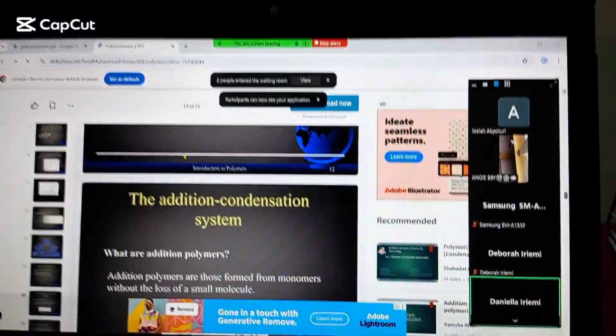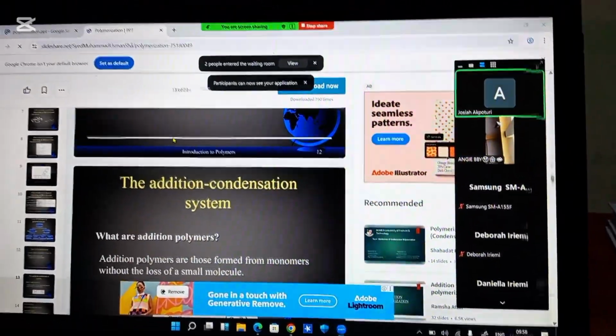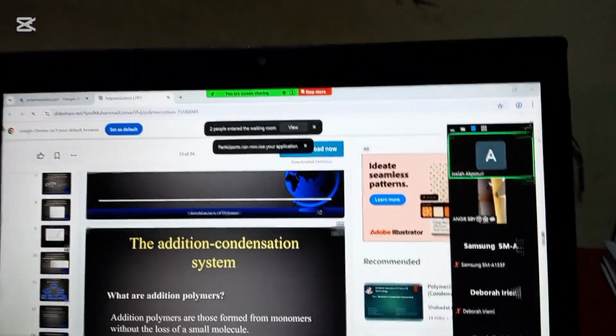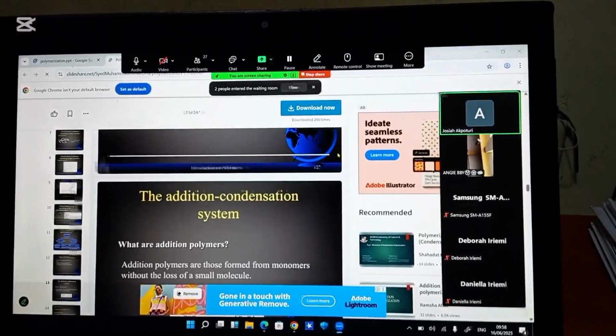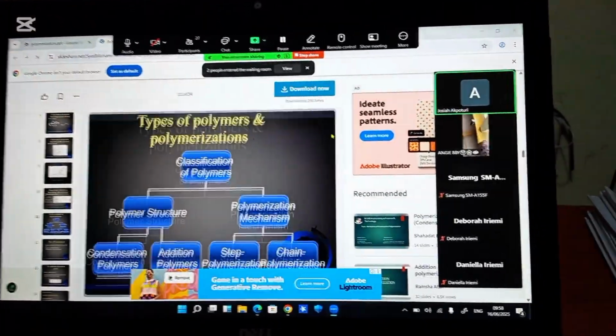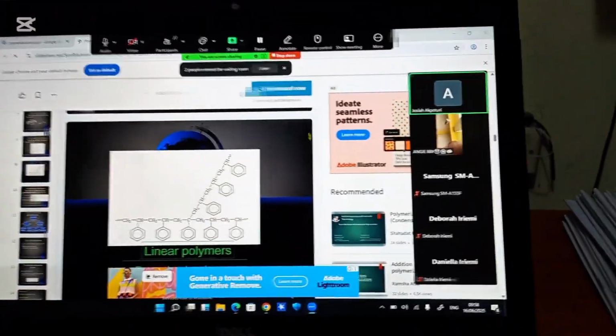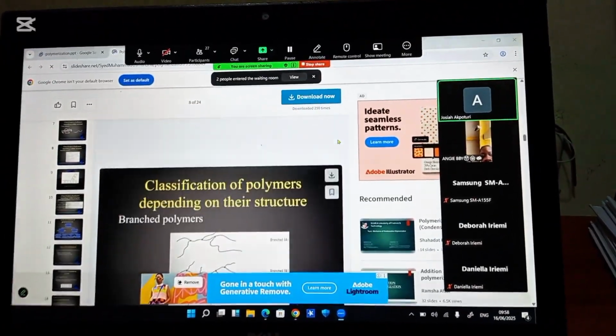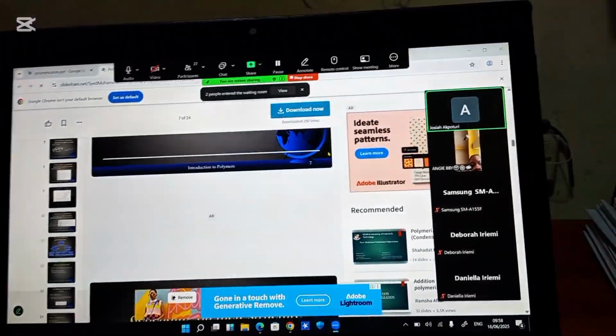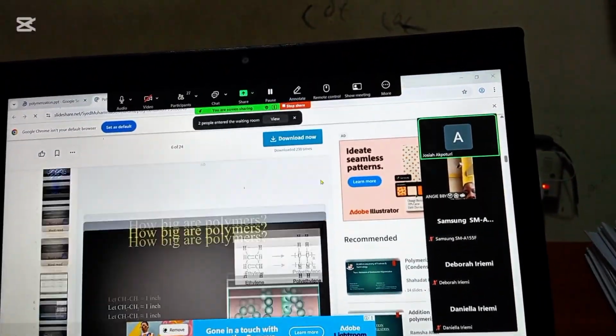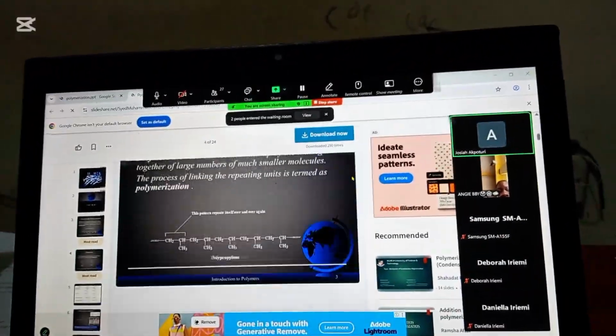Reacting monomer molecules to form a polymer molecule. So if you look at the screen, we are using Usman's PowerPoint to discuss this.